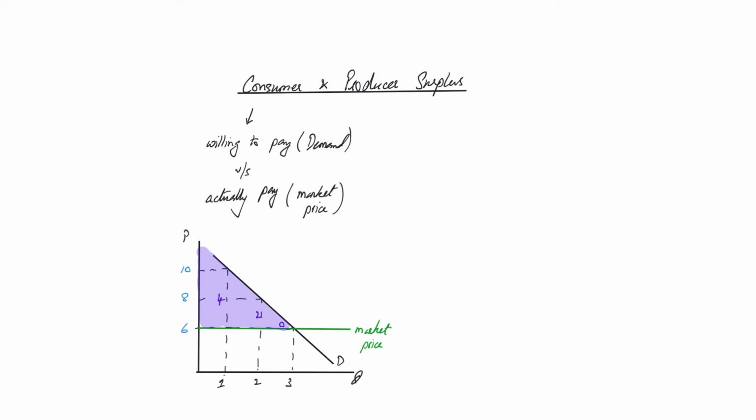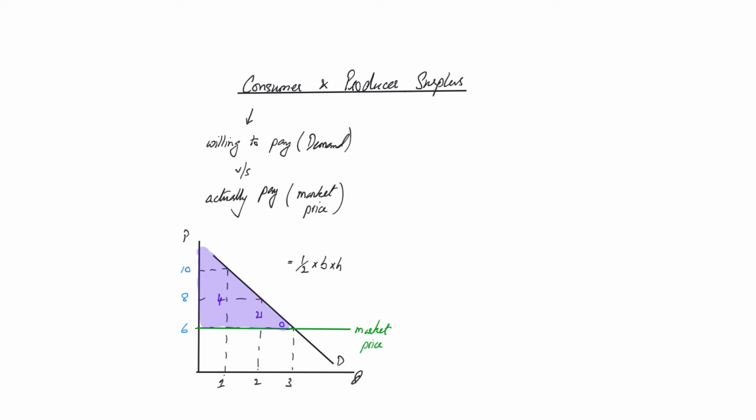How do you calculate it? Well, it's very simple. You use the triangle formula, which is half into base into height. Okay, that's how you would actually calculate it. And that will show you the consumer surplus.